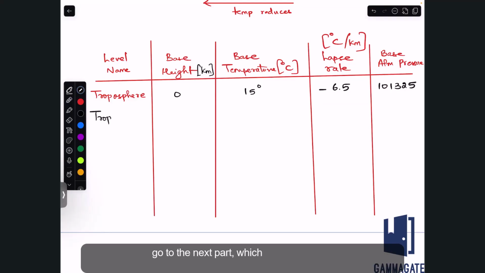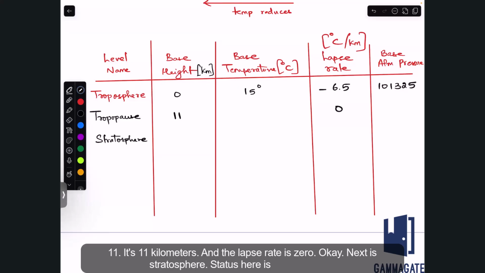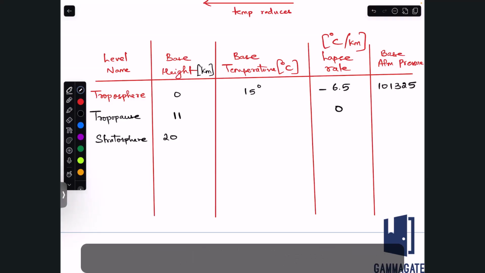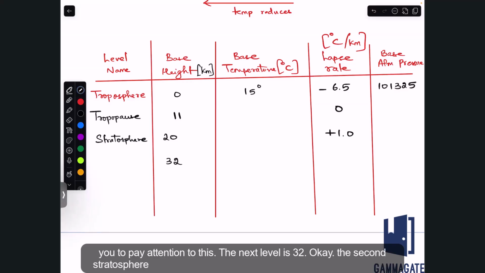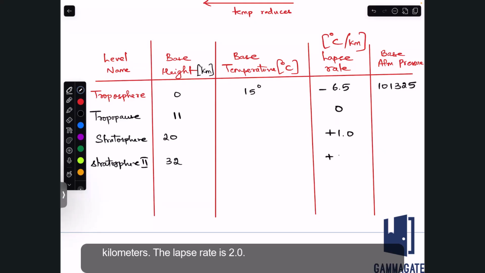Now we'll go to the next part, which is the tropopause. The base height is 11 kilometers, and the lapse rate is 0. Next is the stratosphere. The stratosphere starts at 20 kilometers, and the lapse rate is plus 1.0. And we'll stop with this only. I want you to pay attention to this. The next level is 32, which is also the second stratosphere, stratosphere 2. From 20 to 32 kilometers, the lapse rate is 2.8.